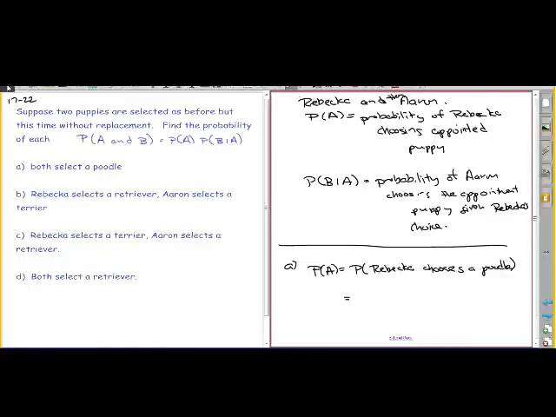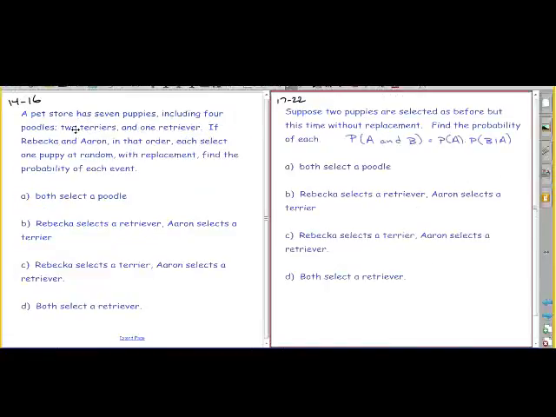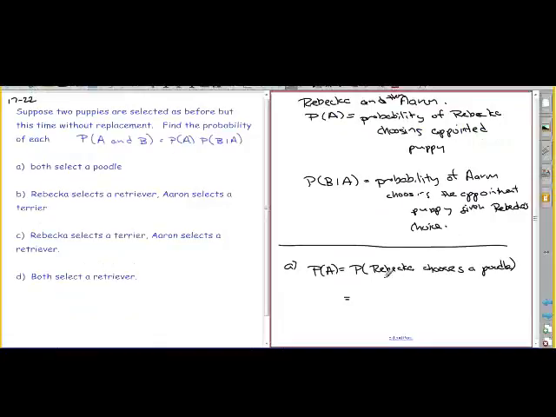The probability that Rebecca will pick a poodle is based on the information given in the problem. There are 4 poodles, 2 terriers, and 1 retriever. How many puppies do we have to choose from? 7. So our denominator is 7. How many poodles do we have? 4. So if you randomly pick a dog, which of course nobody really does, it's 4 divided by 7. That's the probability of Rebecca choosing a poodle.